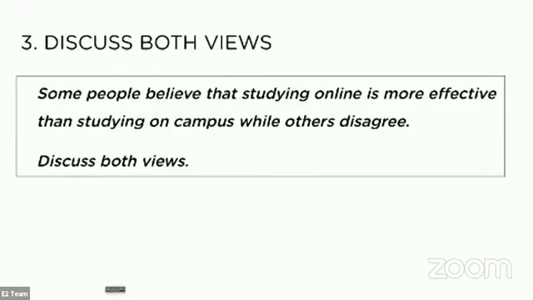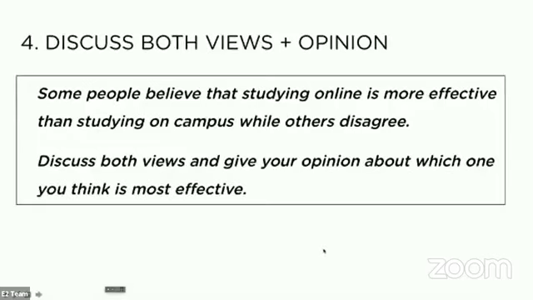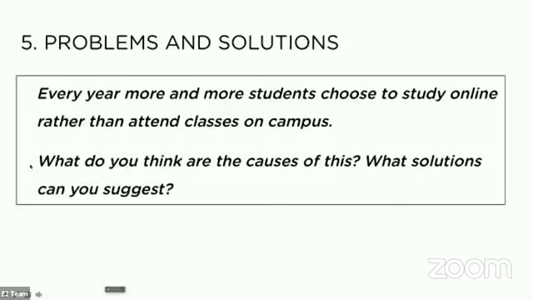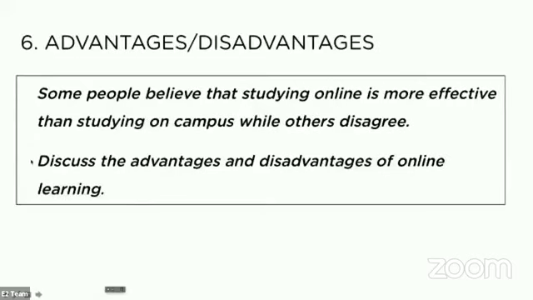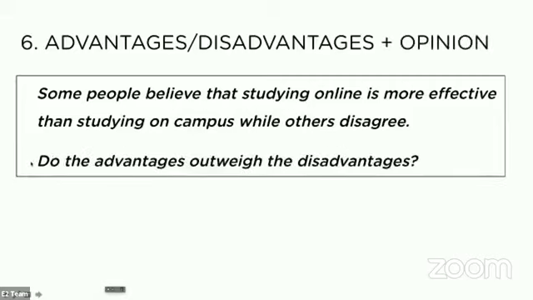Discuss both views. This is the 3rd type. It just simply says discuss both views. Number 4 says discuss both views and give your opinion about which one you think is most effective. 5th one is, that's 4th, this is 5th. Problems and solutions. What do you think are the causes of this? What solutions can you suggest? 6th one, discuss the advantages and disadvantages of online learning, for example. And the 7th one, this should say 7, do the advantages outweigh the disadvantages?